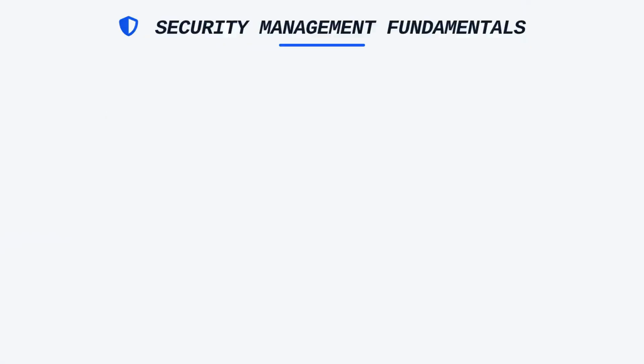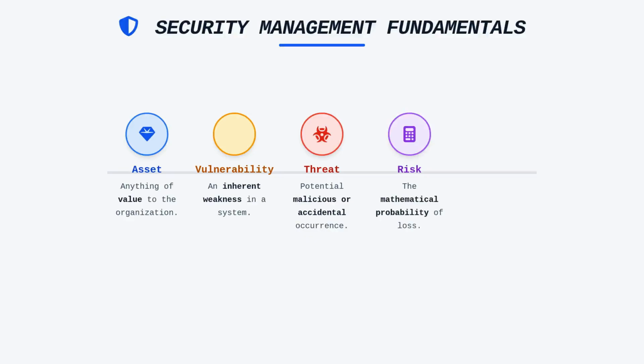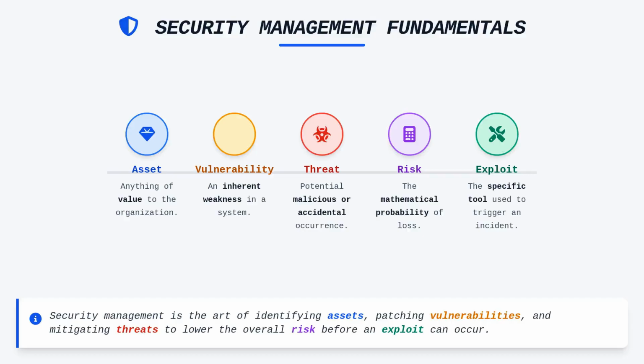Managing security requires a firm grasp of fundamental terminology, such as assets, vulnerabilities, threats, risks, and exploits. An asset is anything of value to the organization, while a vulnerability is an inherent weakness in a system that could potentially be leveraged. A threat is a potential occurrence, malicious or accidental, that might compromise an asset, resulting in a risk, the mathematical probability of a loss occurring. An exploit is the specific method or tool used to take advantage of a vulnerability, translating a theoretical risk into a tangible security incident.